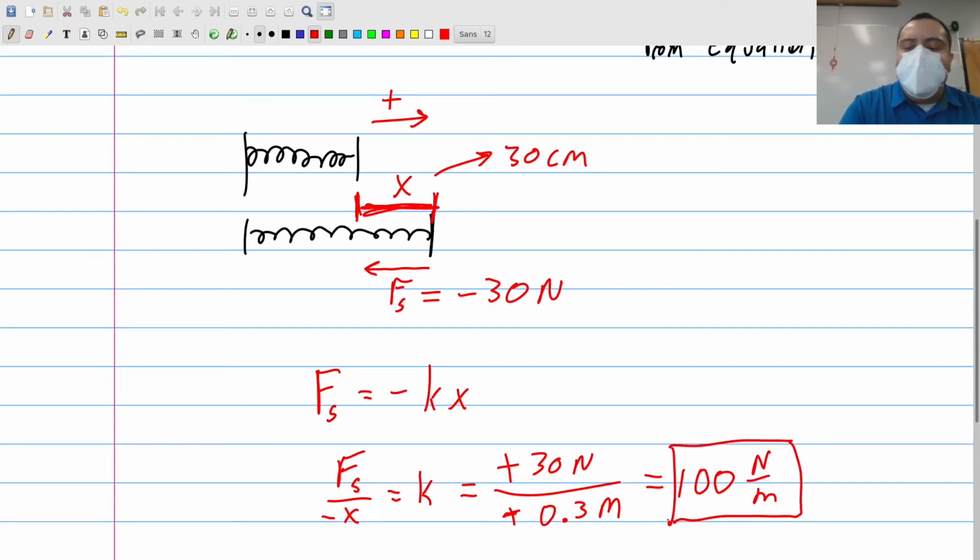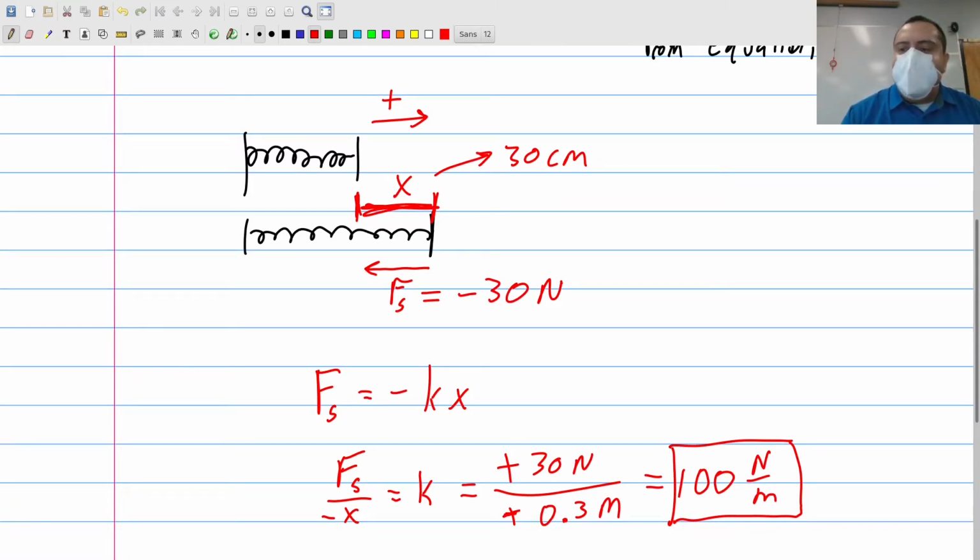And just so you know, the spring constant should always be positive. There are not springs, as far as I know, where if you stretch them, they go the same way. So because of that, the spring constant should always be positive. If you get a negative on your spring constant, you probably did something wrong.